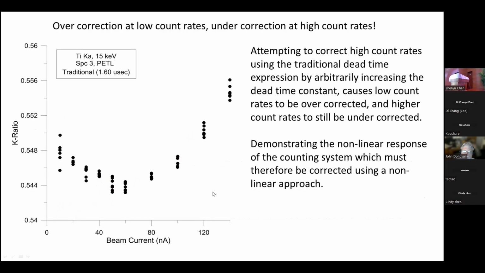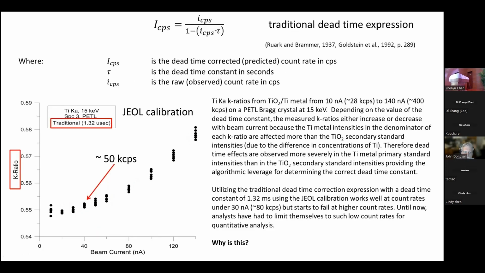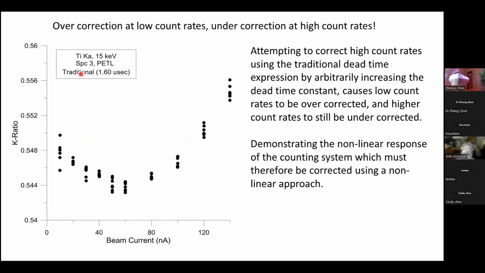Okay, well, we could say that maybe our dead time calibration constant, which was 1.32, is not accurate. So let's put it up to 1.6. Well, what we're seeing here now is we're overcorrecting the low count rates and still undercorrecting the high count rates. So obviously this is not the approach that we should use. We have a nonlinear response in the system.